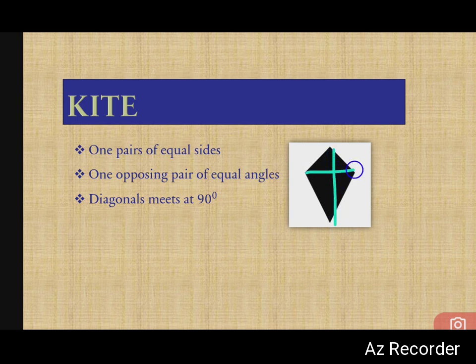That is, the two diagonals are perpendicular bisectors. These are the specialities of a kite. So once again, a kite has pairs of equal sides and one pair of opposite equal angles. Its diagonals meet at 90 degrees. That is, its diagonals are perpendicular bisectors of each other.